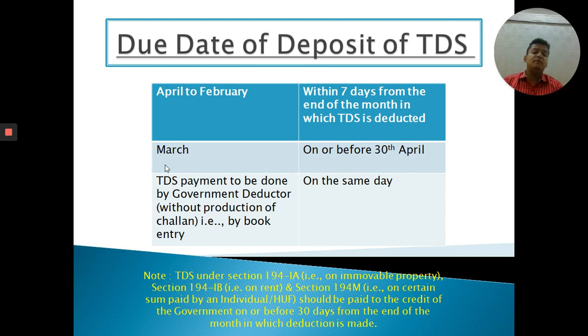Similarly, the TDS of May we have to deposit by 7th June. But in the case of March it is not so. In the case of March, we have to deposit it till 30th April. Yes, we have been given a little relaxation by the government because of the financial year end, on or before 30th of April.